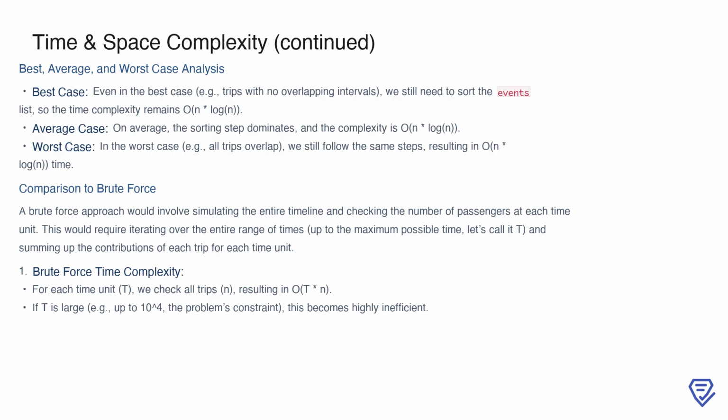Comparing this to a brute force approach helps illustrate the efficiency of the optimized solution. A brute force method would simulate the entire timeline by iterating over all time units, checking how many passengers are present at each point. This approach would involve t*n time, where t is the total range of time units, which can be very large, making it highly inefficient.